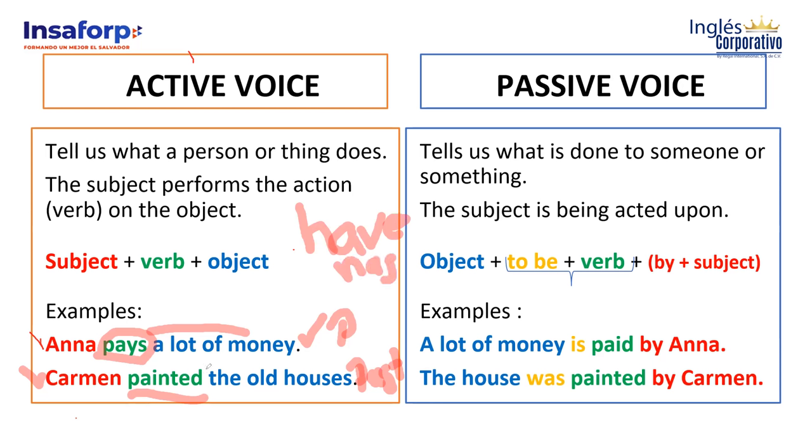Have or has. Okay. So, como no lo tiene, that is simple past. And then I say, Carmen painted the old houses. Y también puede estar en presente. Ana pays a lot of money. Ahora bien, both sentences, las dos las puedo transformar a voz pasiva manteniendo el tiempo. One in present and the other one in past. How come?